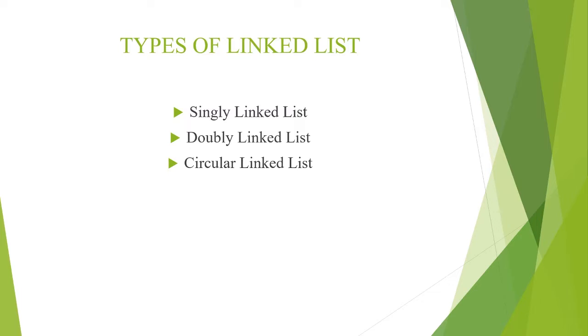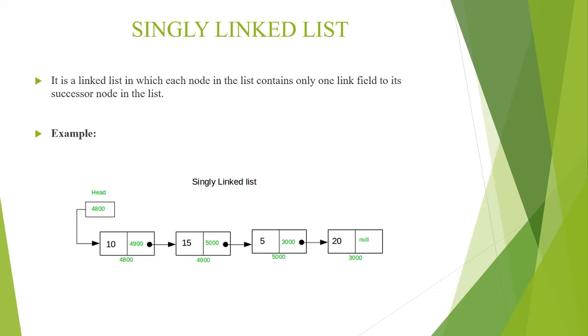There are three types of linked list: singly linked list, doubly linked list and circular linked list. Singly linked list. It is a list in which each node contains only one link field to its successor node. It contains data and one link field. Example: the header node contains the address 4800, which is the address of first node with value 10. The first node contains data 10 and the next pointer contains the address of next node. So only one next pointer is used in singly linked list.